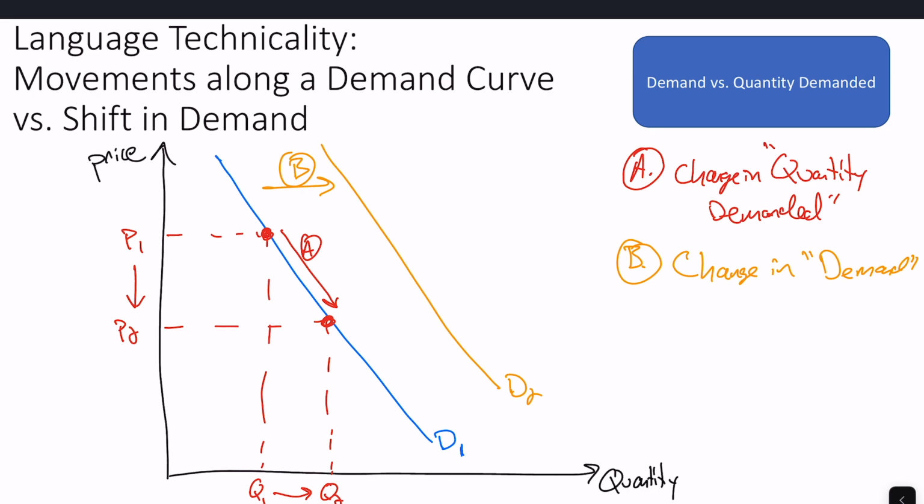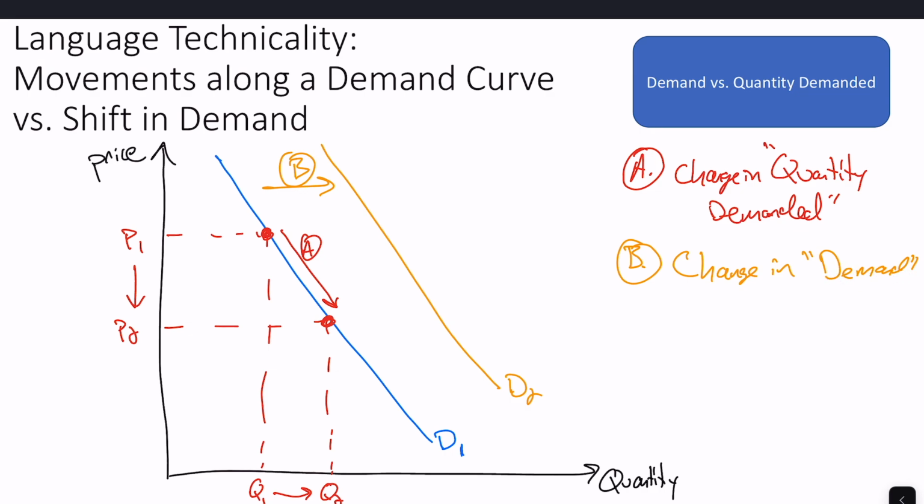Okay, so what we have here: if you move up along or down along an individual demand curve as price changes, we're going to call that a change in quantity demanded. So in this case, it would be an increase in quantity demanded. If we have a movement like B, a shift to the right of the demand curve, we need to say that this is an increase in demand, not quantity demanded.